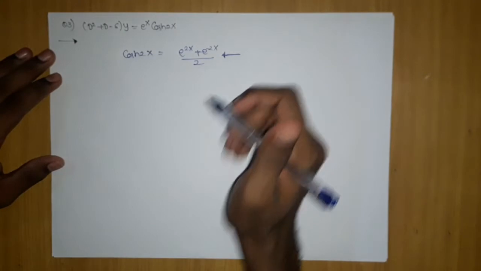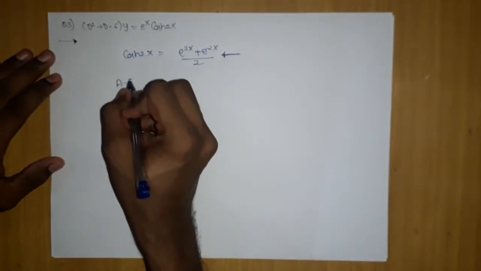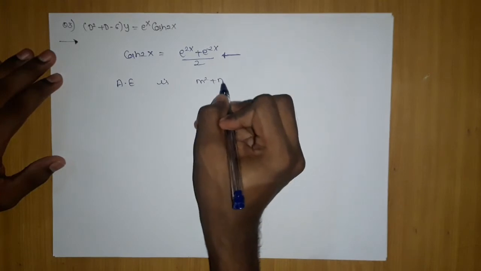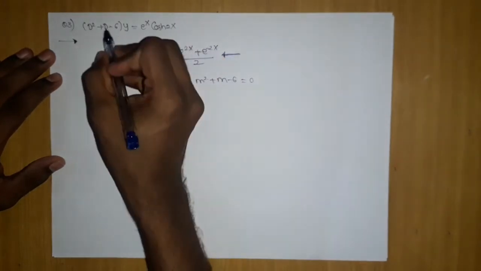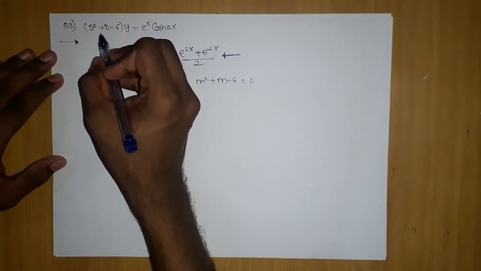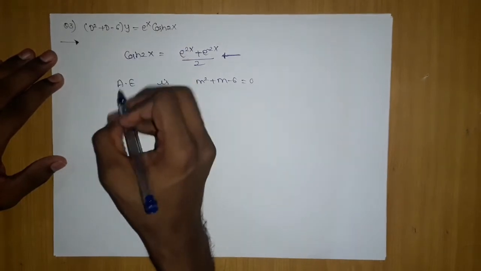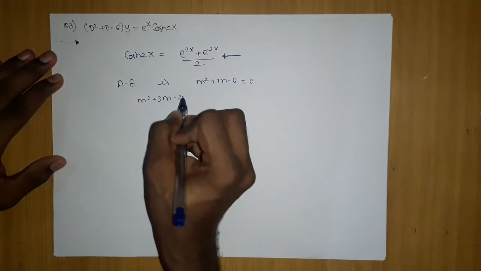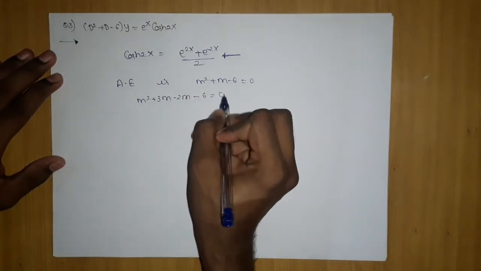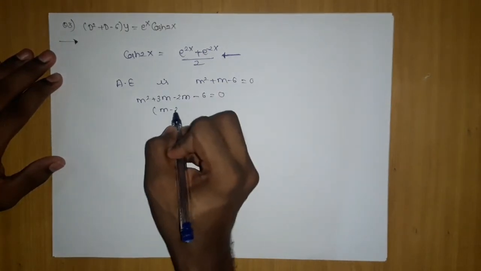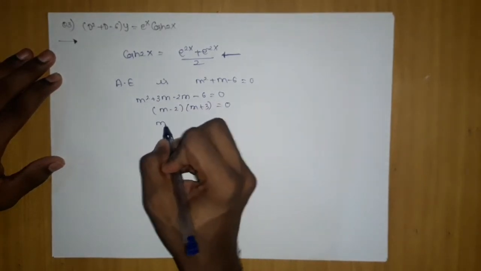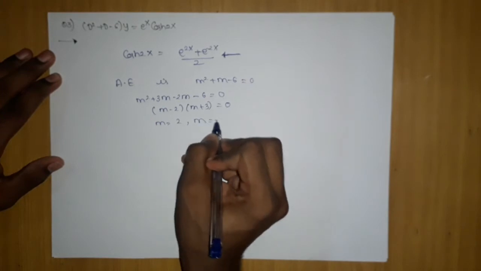After this, what you are going to do, auxiliary equation is, what is auxiliary equation? m² + m − 6 = 0. Just replace all the D's by m in f(D) = 0. Now if you solve, what you are going to get, m² + 3m − 2m − 6 = 0, which if you solve you will get (m − 2)(m + 3) = 0, which will give you m = 2 and m = −3.